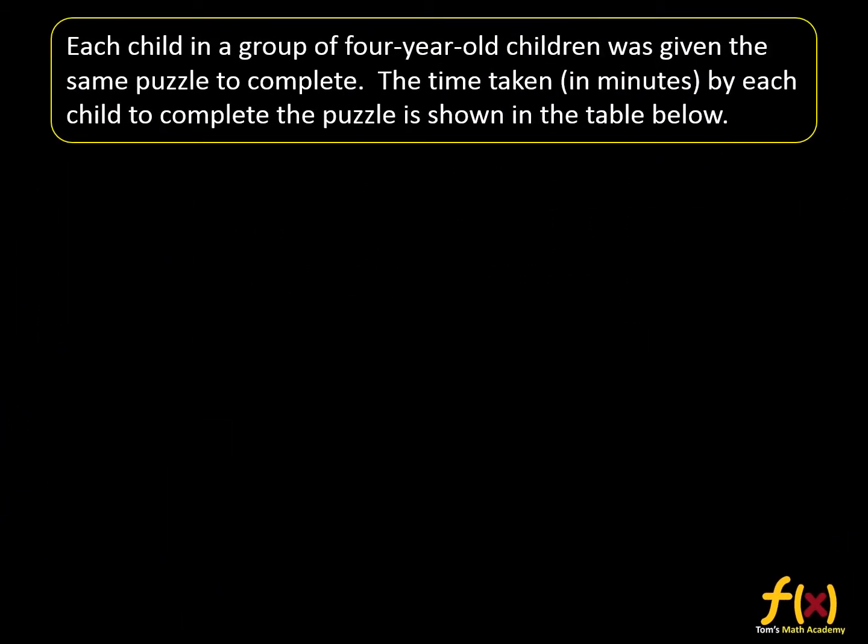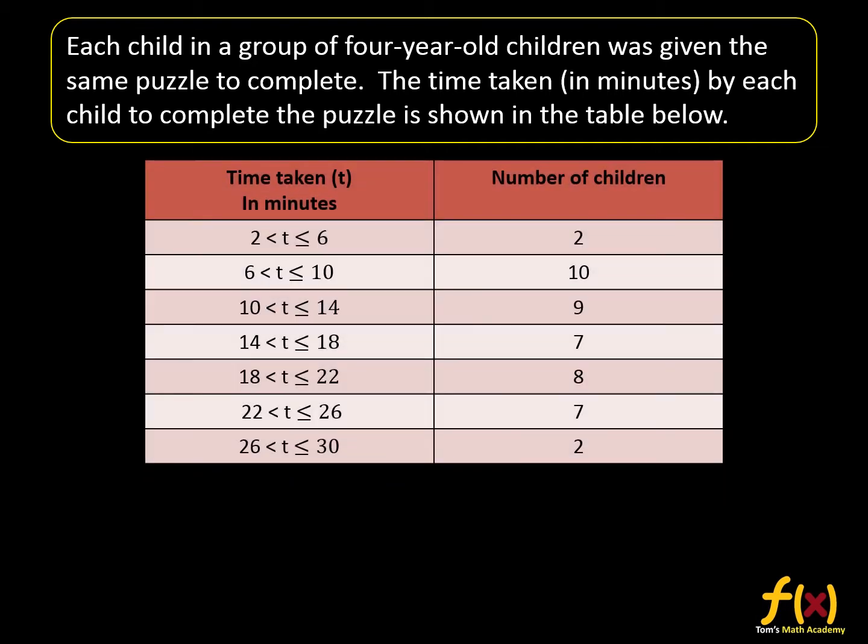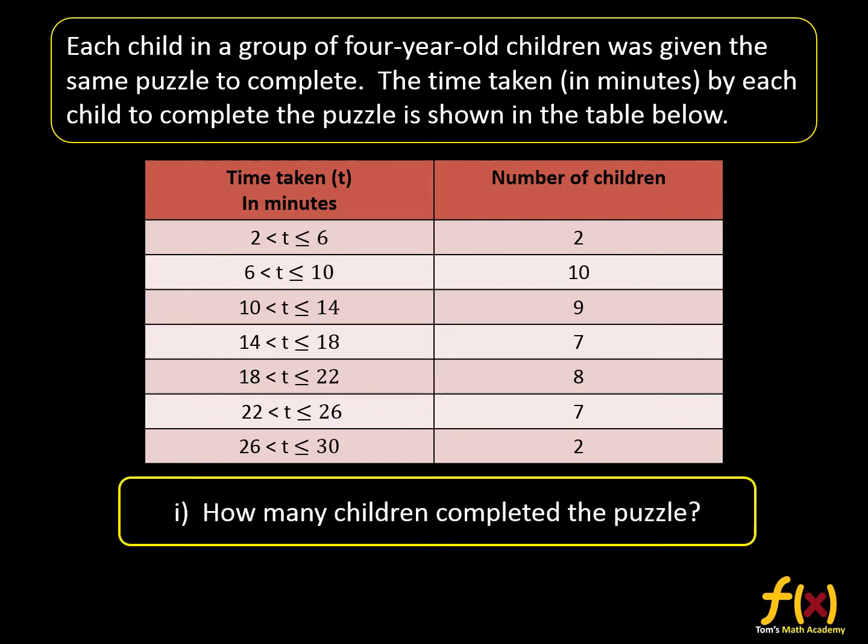Each child in a group of 4-year-old children was given the same puzzle to complete. The time taken in minutes by each child to complete the puzzle is shown in the table below. How many children completed the puzzle? Easy question. Number of children are already there in the table. So the total is 45 children.